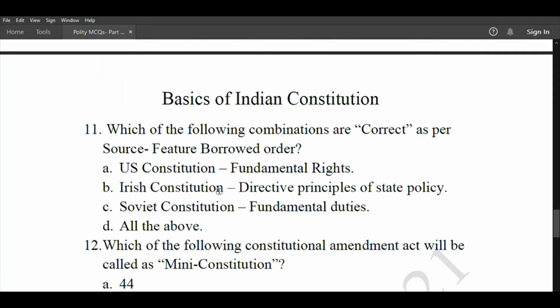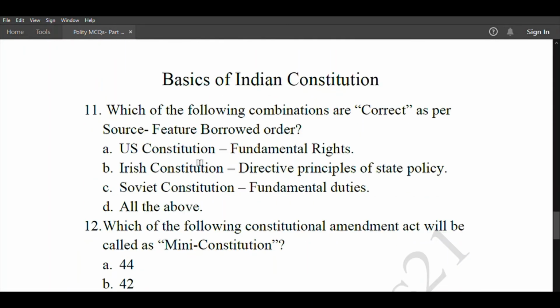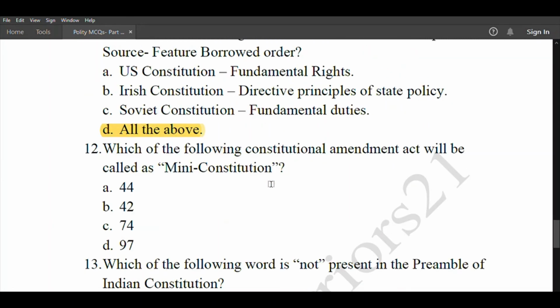And the next question: which of the following combinations are correct as per the source of features borrowed? From the US Constitution we have derived fundamental rights. From the Irish Constitution we have derived directive principles of state policy. From the Soviet Constitution, that is the USSR Constitution, we have derived fundamental duties. And here the answer is D, all of the above. All are correct.